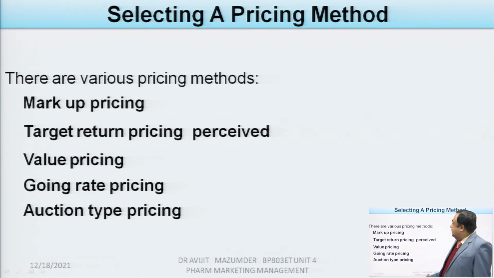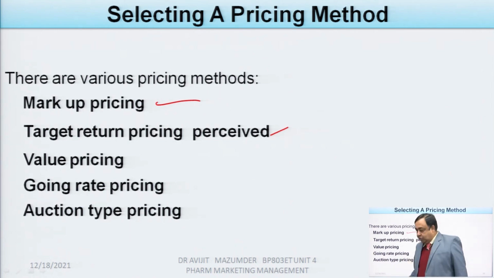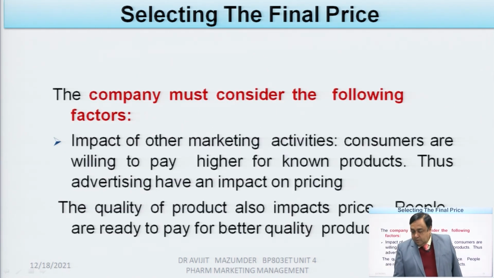The other pricing methods are markup pricing, target return pricing, value pricing, going rate pricing, and auction type pricing. The company must consider the following factors: the impact of other marketing activities. Number one, the customers are willing to pay higher for the products which are highly premium products. The quality of a product also impacts the price.